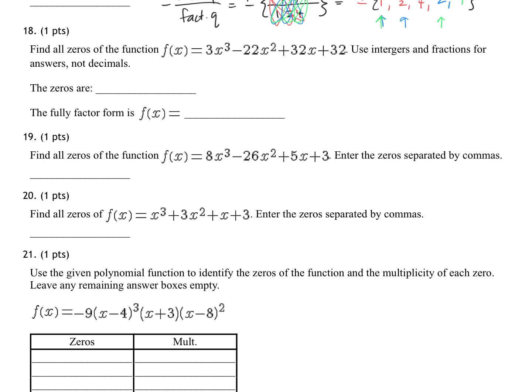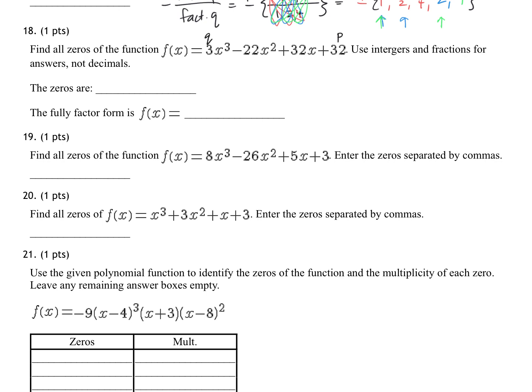18, find all zeros of the function. Use integers and fractions for answers, not decimals. Okay, so this one, it doesn't tell you where to start. So what you would have to do is find all the p's and q's, and then from that list, you would need to do synthetic division. So we would find all the p's over q's. So here's p, here's q.